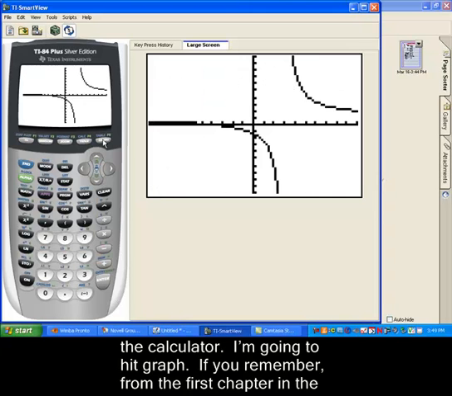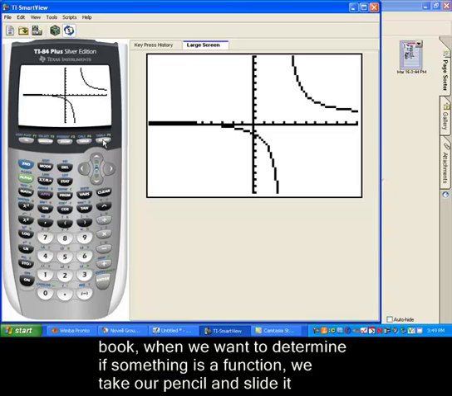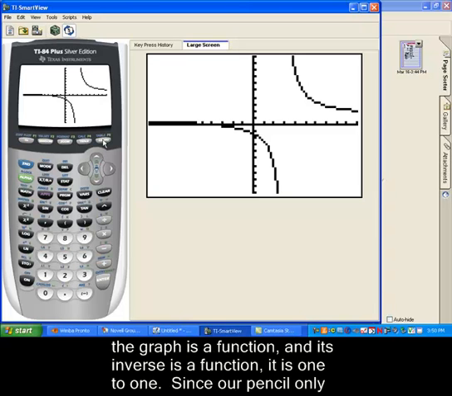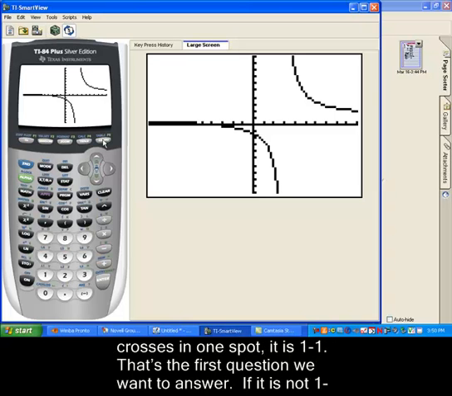Now, if you remember from the first chapter in the book, when we want to determine if something is a function, we take our pencil and slide it across vertically. If we want to determine if it's one-to-one, we want to take our pencil and slide it horizontally across the graph. Because if its inverse is a function, then if we turn our pencil the other way, our inverse would be represented by a function using the horizontal line test.